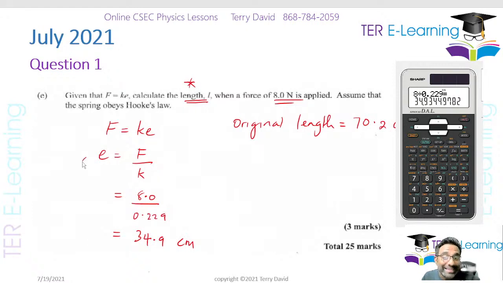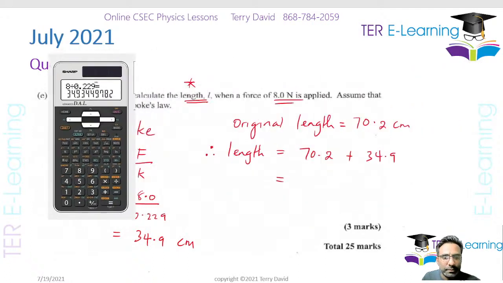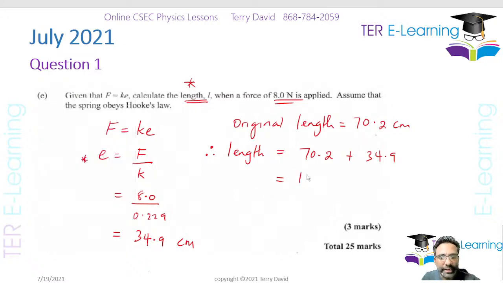Now, what we just worked out here, we worked out extension, right? So when they say calculate the length, I know some people may not have done this. So the length is equal to the original length of the spring, which is 70.2, and we need to add that to the 34.9. I don't know how many of you all did that, but that's what we need to do. So 70.2 plus my extension, which is 34.9, and I'm going to get 105.1. So this here is 105.1 centimeters, right? Yeah, I figured a lot of you all may have missed that piece.